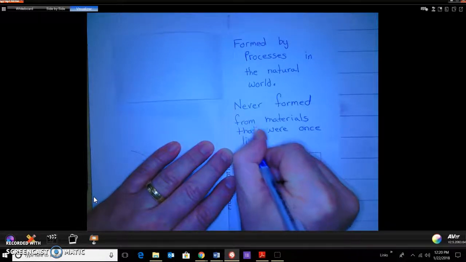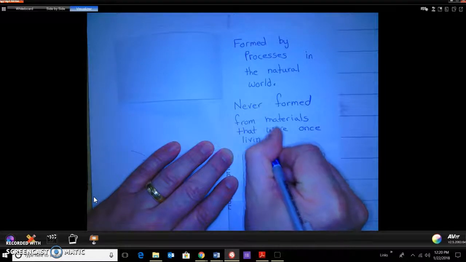So things like seashells would come from a living thing, and that would not be a mineral. Things that are found, like maybe bone fragments, came from a living thing, so it's not a mineral. Actually, bone would be classified as organic. So in order for it to be a mineral, it must be inorganic.